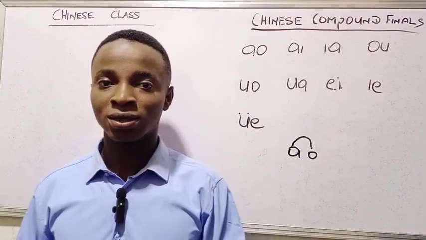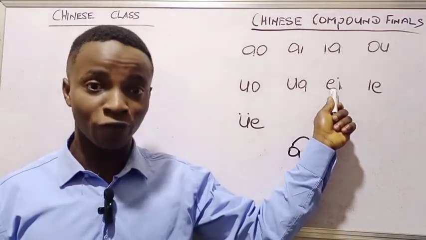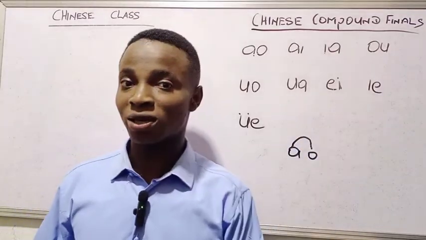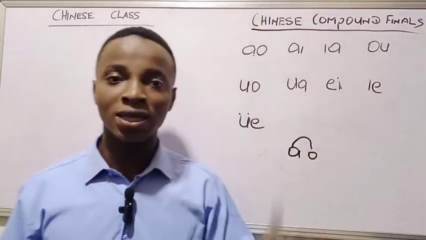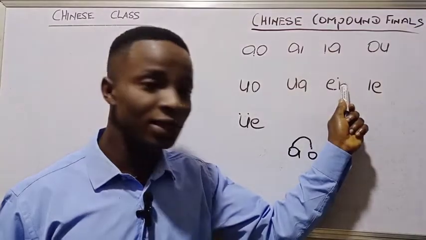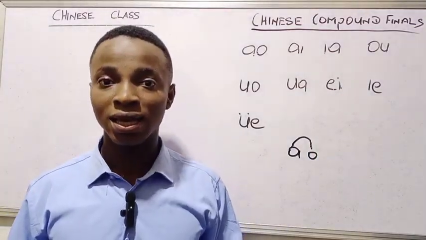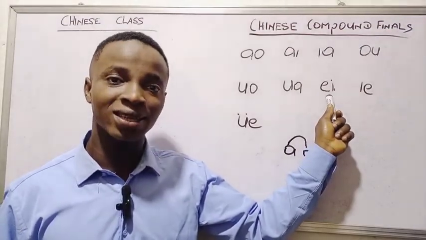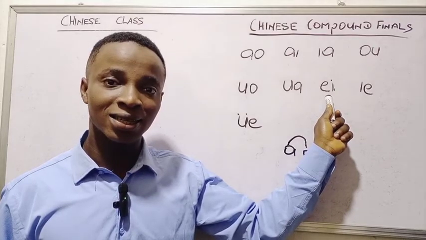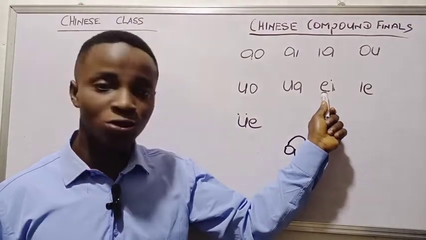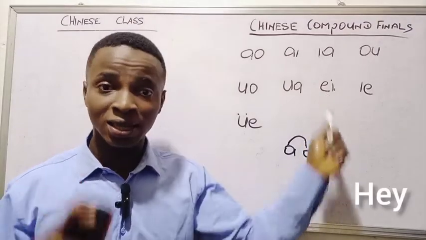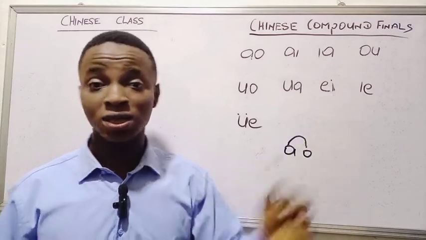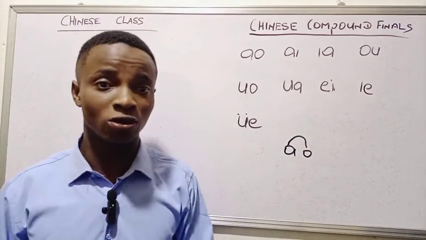Then the next one will have ei. Remember, in our first video when we were talking about the simple finals, we said that the e sound is pronounced a certain way, but when it comes together with i, the sound changes. So you can as well use the English sound hey, H-E-Y, in case you're having difficulties with this sound.